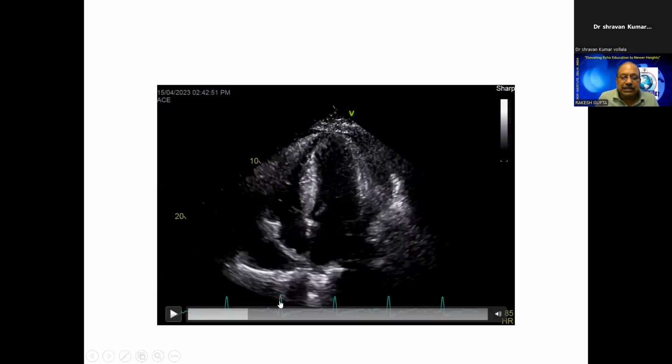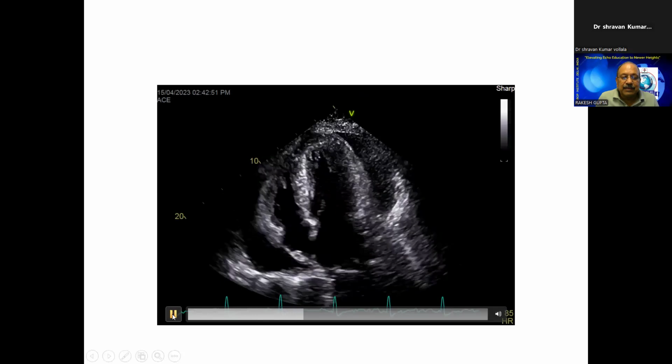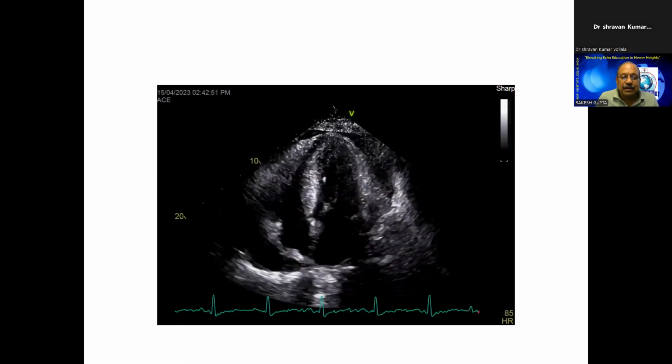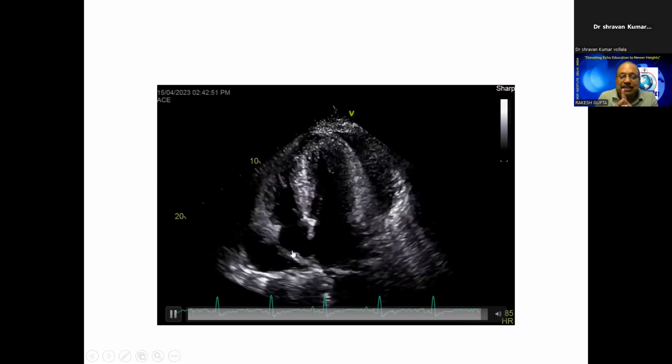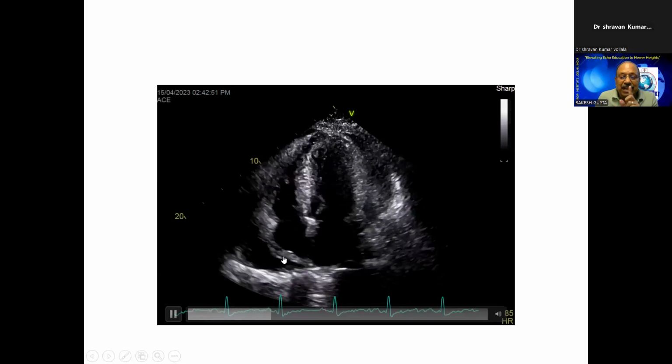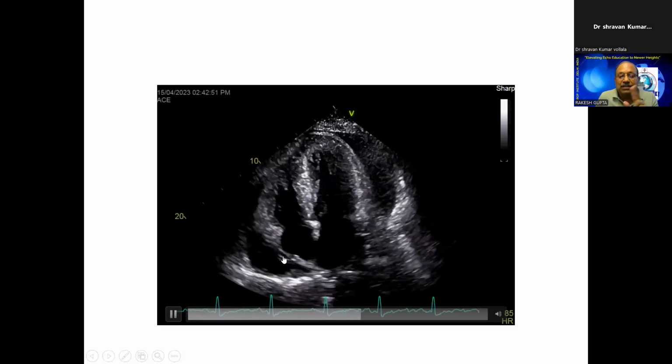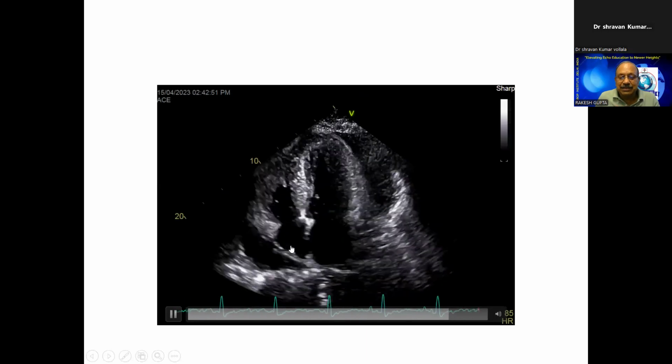This is systole, correct? This is diastole. And look, this RA is collapsing during systole. Normally, RA will show only one contraction. Now, look, at every cycle, it's showing two contractions. One is diastole, one is systole.